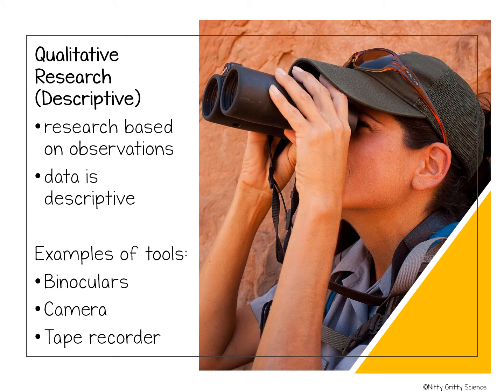Data also may be qualitative, that is, it is in the form of descriptions from observations instead of measurements. Data may consist of colors, texture, behaviors, tastes, or even smell. Tools used to collect qualitative or descriptive data may include binoculars, a camera, or a recorder to record sound.